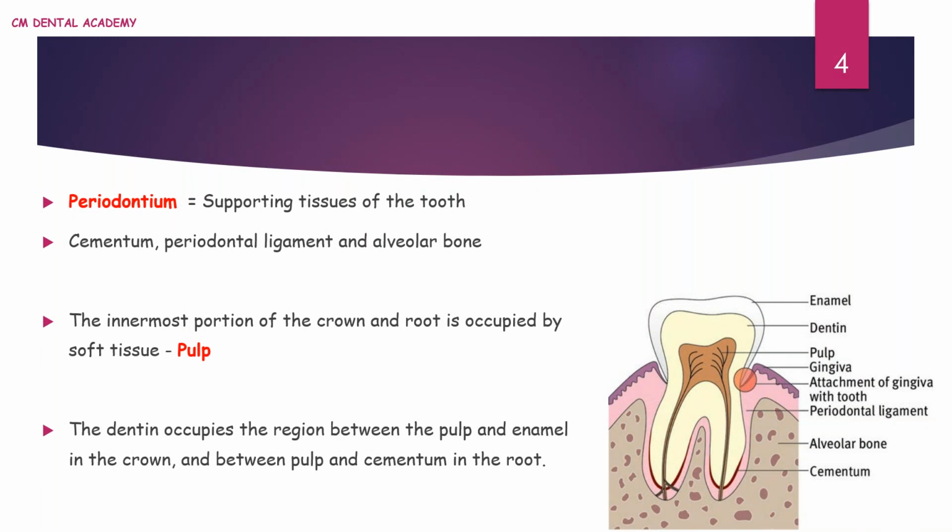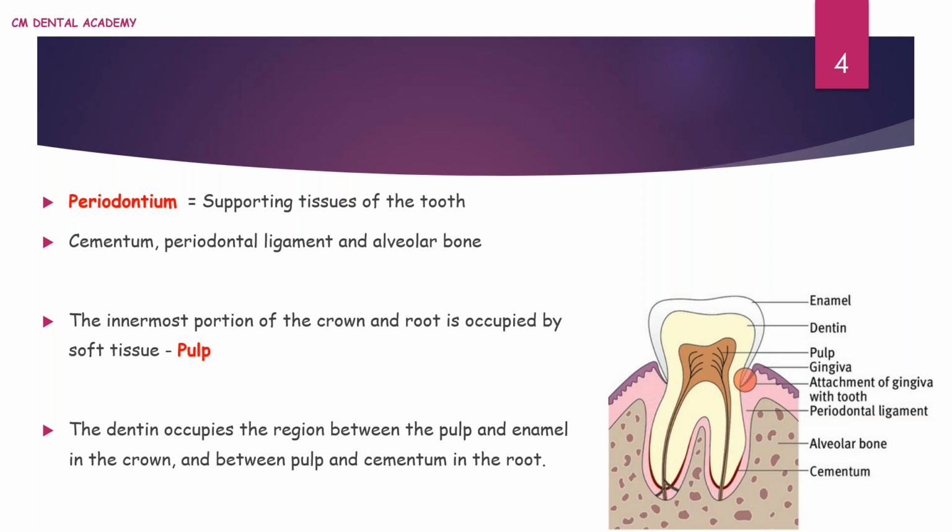The periodontium. It is the supporting structure of the tooth. Cementum, periodontal ligament, and alveolar bone together form the periodontium. The innermost portion of the crown and root is occupied by the soft tissue. It is called as pulp.